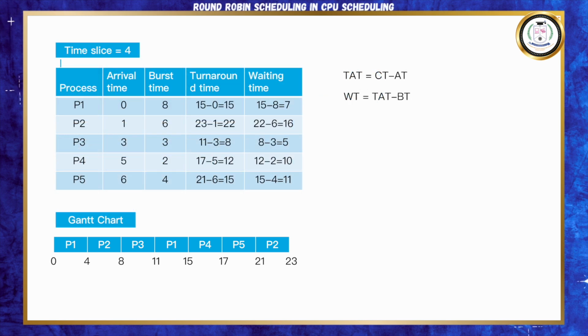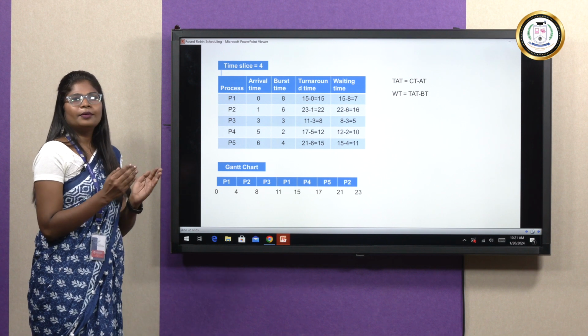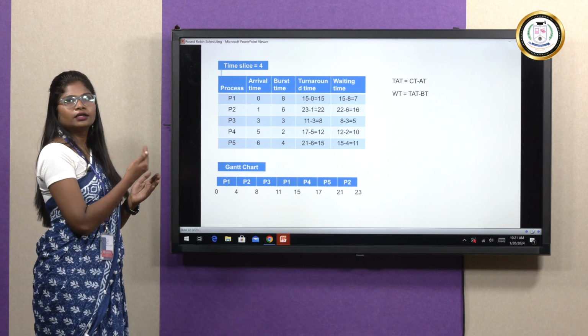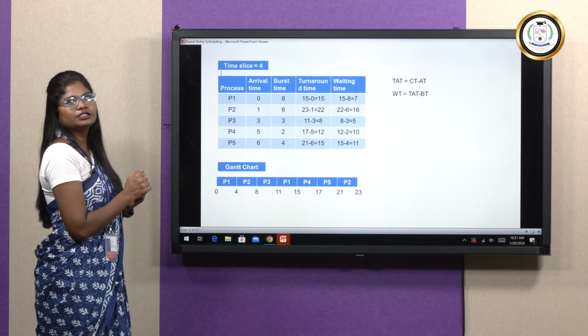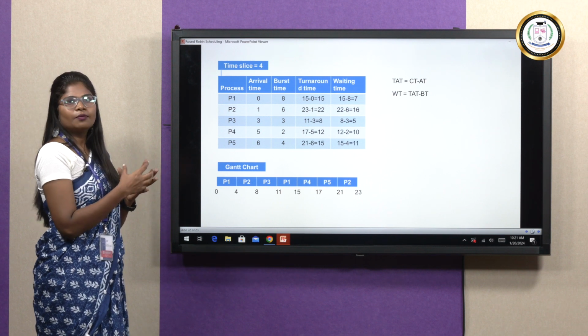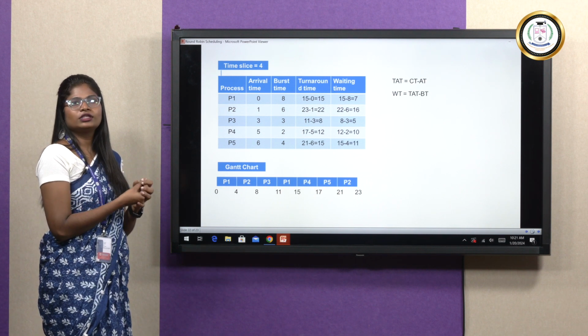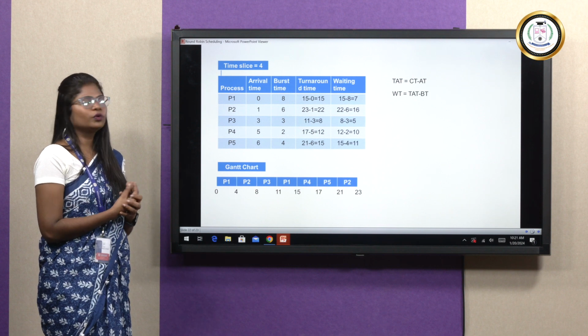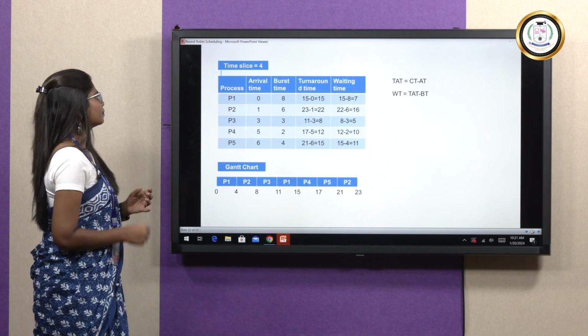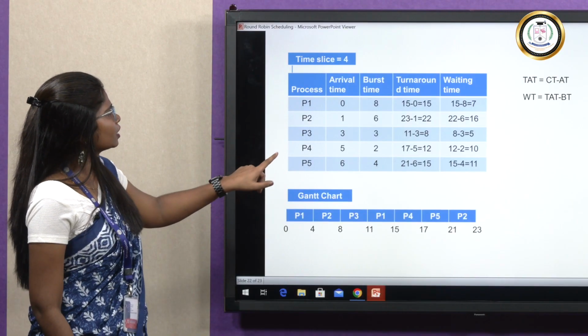This is the calculation for turnaround time and waiting time. Turnaround time is the time interval between arrival time and the completion time, and waiting time is the time spent waiting for the CPU. The process will wait for the CPU, and that is called waiting time. And here this is the calculation.